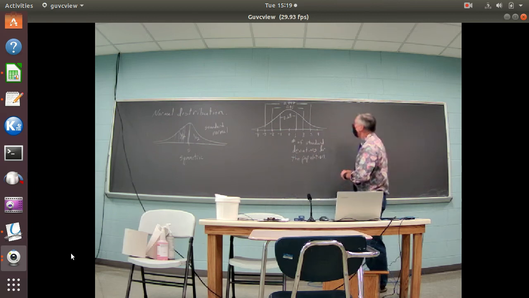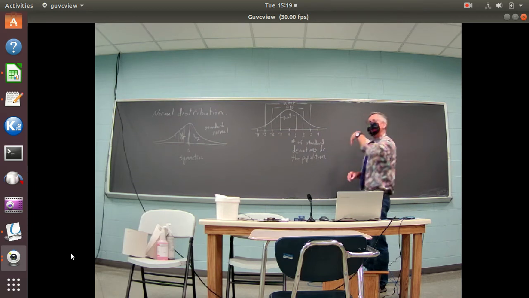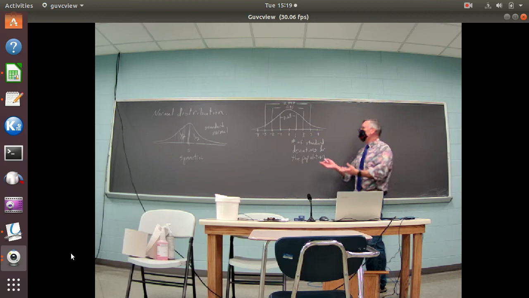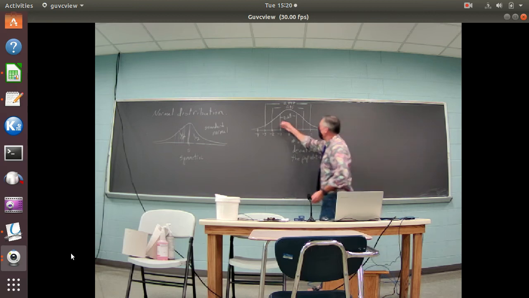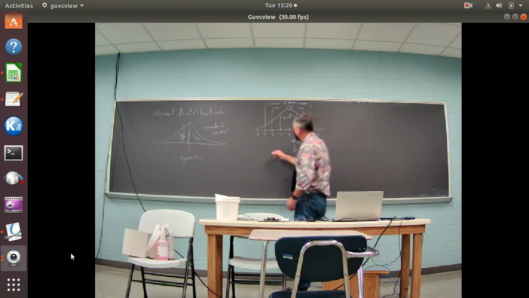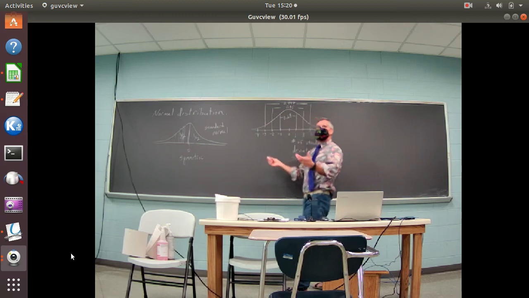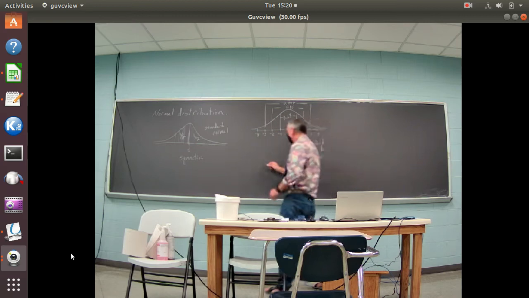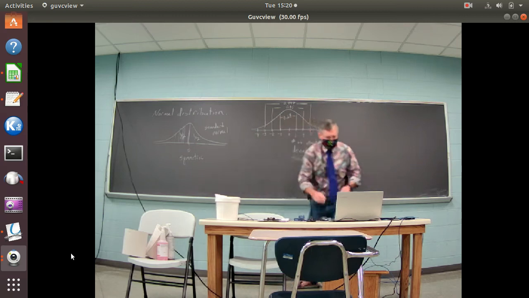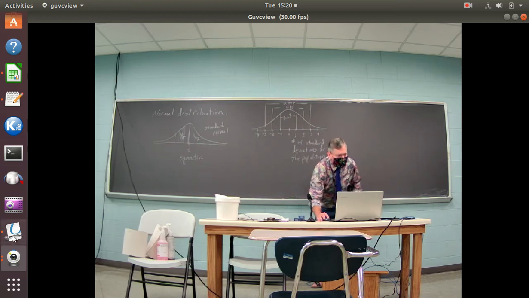And so we want to get that rule of thumb. So this idea here, they tend to just call this the rule of thumb, the standard deviation rule of thumb.